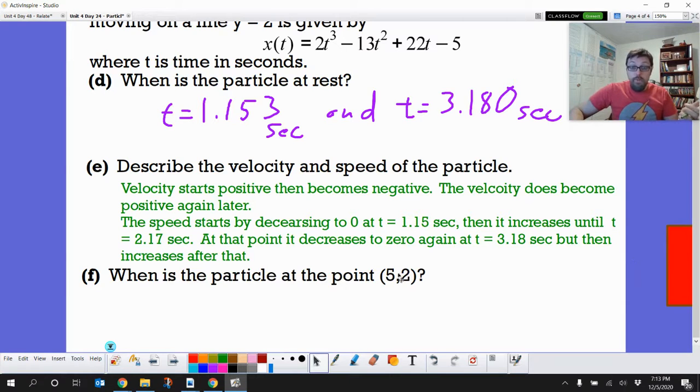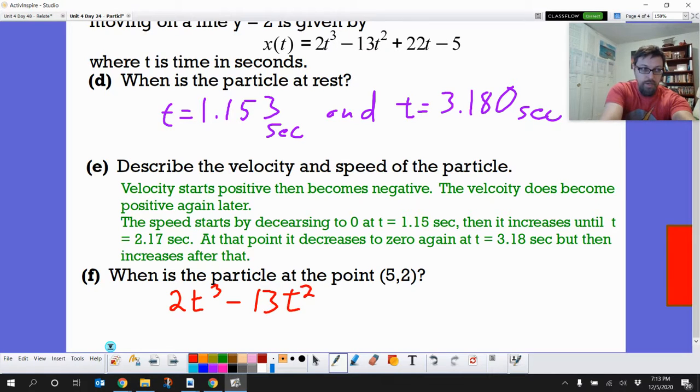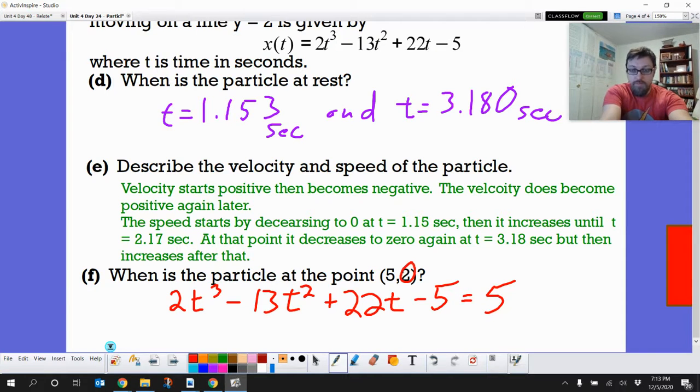When is the particle at the point 5,2? So we need to figure out when it is at a particular spot. So we need to figure out when the position function, 2t to the third minus 13t squared plus 22t minus 5, we want to see when the position function equals 5. Because remember, it's shooting left and right along this line too, so we don't want that. So we want to figure out when it is going to equal 5.